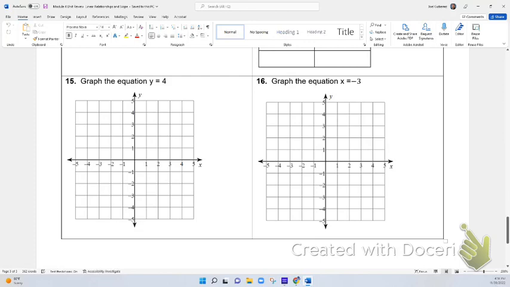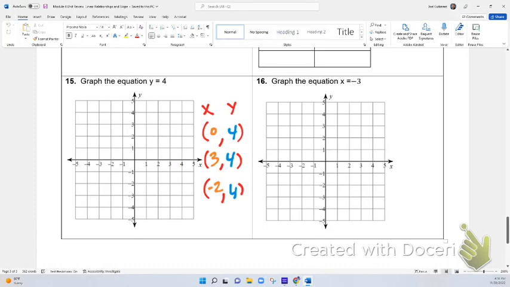So for number 15, they're simply telling you that they don't care what the value of x is, y has to be 4. So all we do is we create 3 coordinate points. And the only thing they care about is that the y value is a 4. The y value has to be a 4. So for this, it doesn't matter what your x value is. It could be a 0, it could be a 3, it could be a -2. They really don't care. Okay?